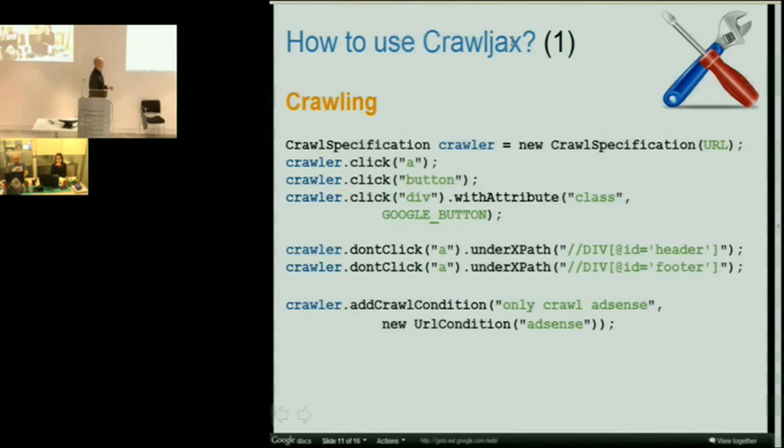So for example, we can say to the crawler, don't click anchor tags which are under a certain XPath, so in a certain element. So for example, in the header, where the logout link is, or in the footer, there could be some debugging things, or also logout stuff. And what we also did, because you don't want to crawl any other websites besides AdSense, is add a crawl condition that you should only crawl URLs with the name AdSense in it. This could be specified more specifically, but this shows the idea.